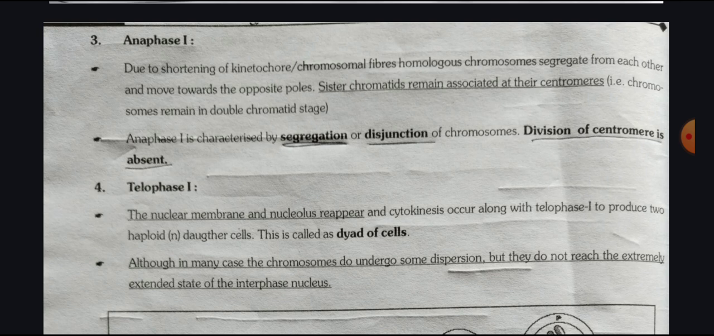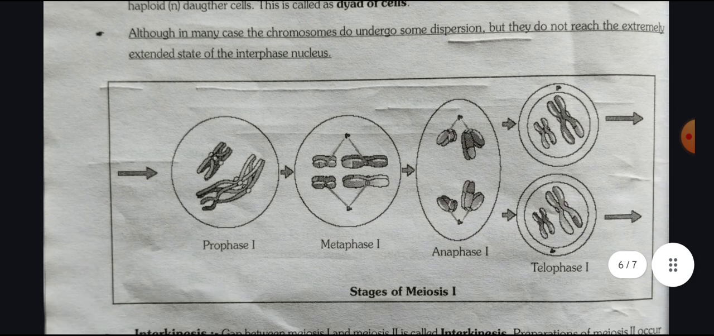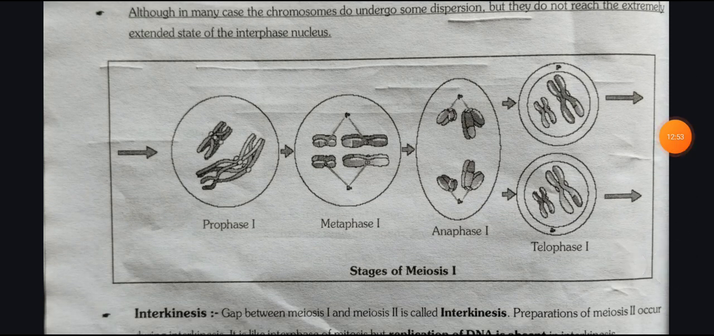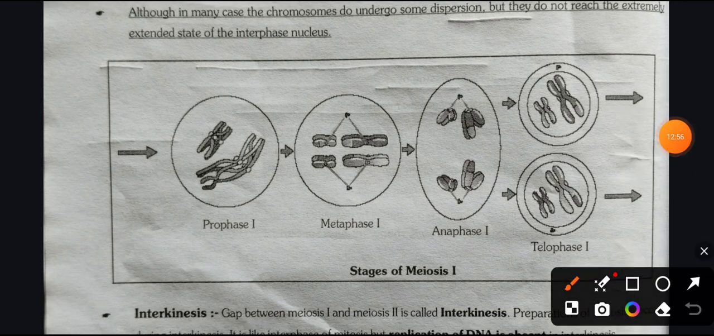Number four, telophase one. The nuclear membrane and nucleolus reappear and cytokinesis occurs along with telophase one to produce two haploid daughter cells. This is called a dyad of cells. Although in many cases the chromosomes undergo some dispersion, they do not reach the extremely extended state of the interphase nucleus. Prophase one, metaphase one, anaphase one, then telophase one.